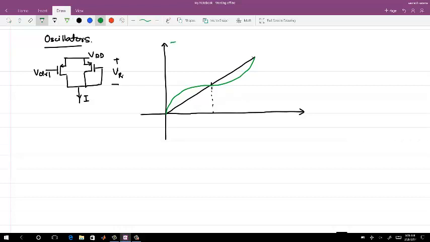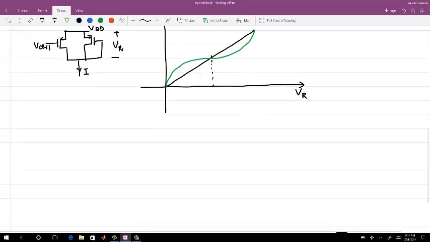So this is I versus VR. This is the characteristic of I versus VR for this cell. Both are square law actually. So the resistive part, that's a slight difference there, right?